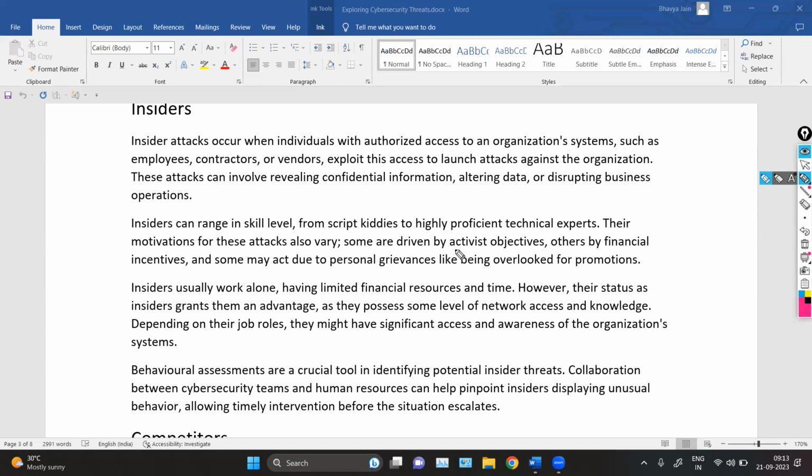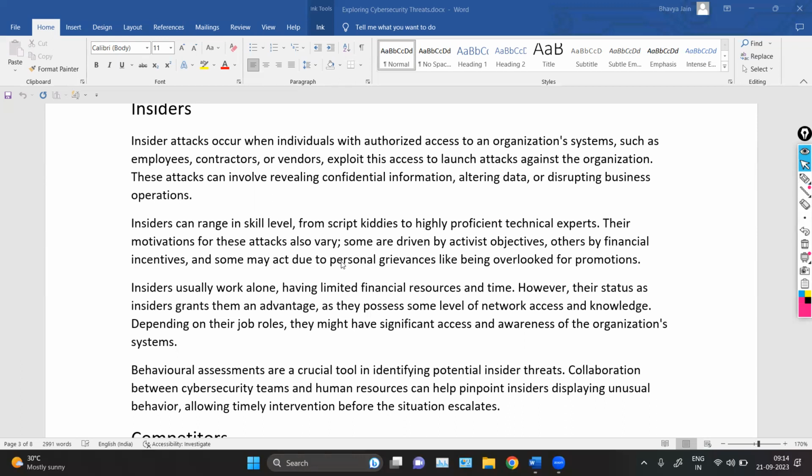So some are driven by activist objectives, like any political or religious belief. Some by financial incentives, like someone who doesn't get any financial incentive, bonus, or increment. Or some may act due to personal grievance, like being overlooked for promotions, or any disrespect in the company. It can be any reason.